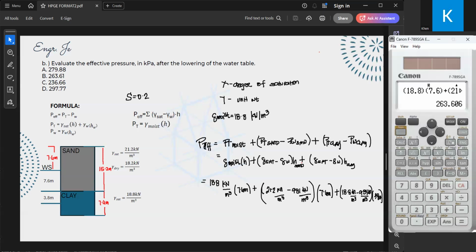And we can now have the answer of 263.6. Or we can say that we have an answer of P effective, which is 263.61 kN per meter squared or kPa. Our answer is letter B.